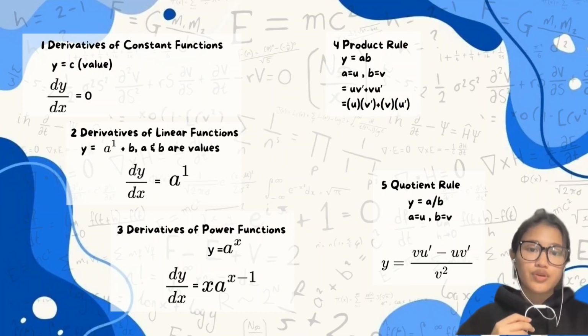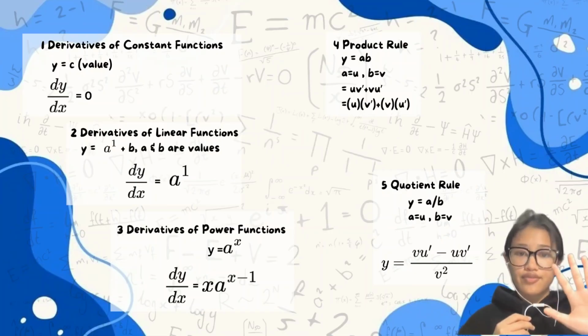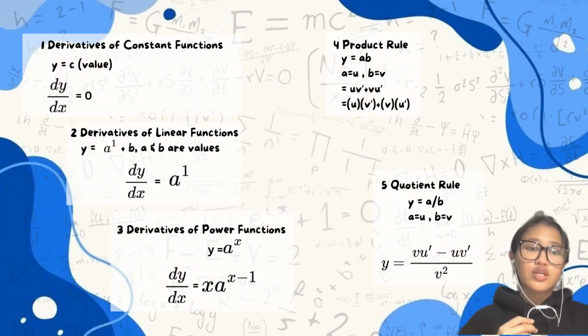4. The product rule. In the case of y equals a multiplied with b, where a is equal to u and b is equal to v, the formula is u multiplied with v prime plus v multiplied with u prime. Fifth, the quotient rule. In the case of y equals u divided by v, the formula is v multiplied with u prime minus u multiplied with v prime, divided by v squared.